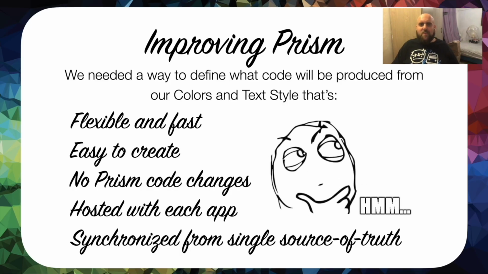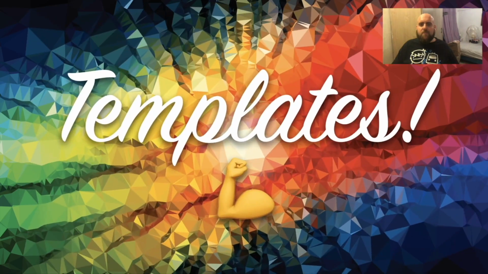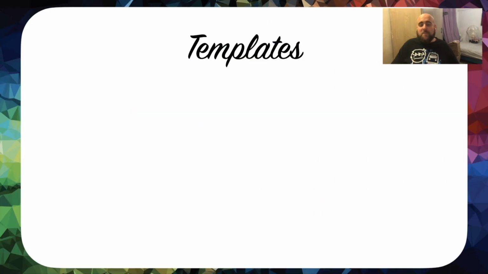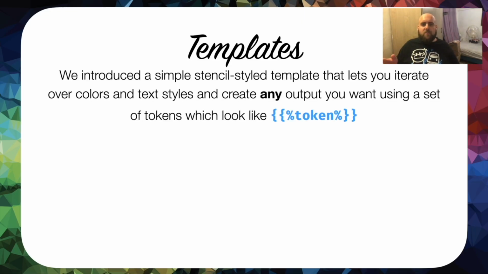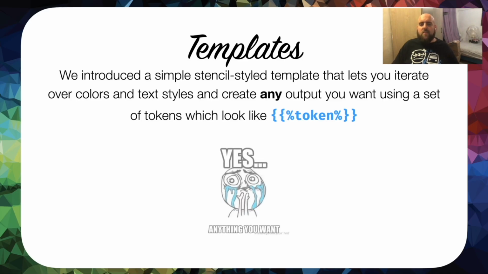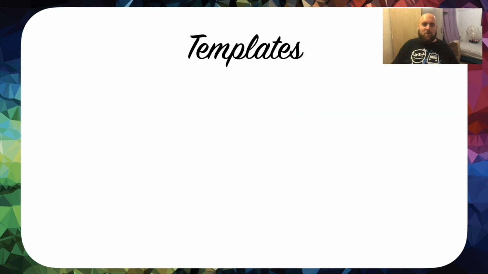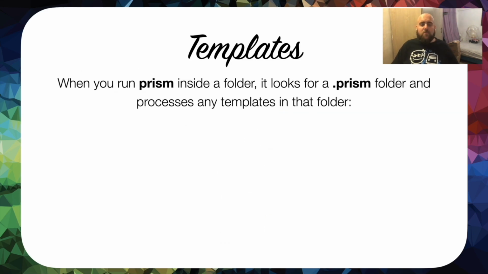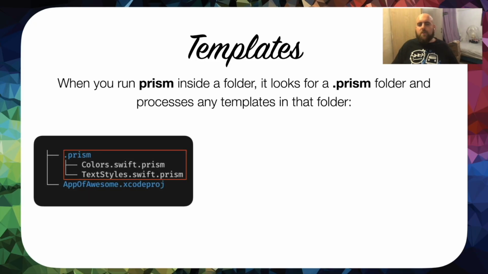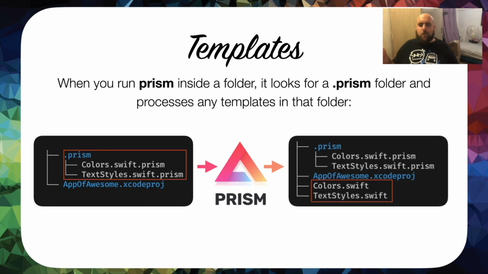What could that be? So the solution was quite obvious eventually. Templates. Templates are a really good way to provide customizability at the call site. We introduced this very simple stencil-styled template, and it lets you iterate over the colors, textiles, any other assets. You can basically create any output you want now, not just iOS, anything. I'll show you that in a moment. So when you run the Prism tool inside a folder, you will look for a .prism folder with templates, and the templates are files that have the .prism extension, and it will generate the same structure in your output folder, wherever that would be, without the Prism extension, with the template process.